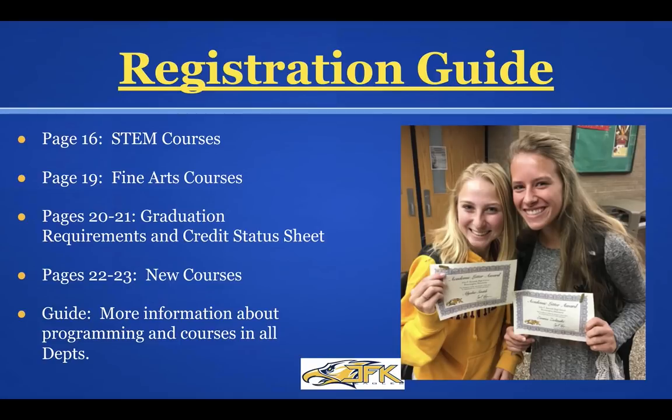On pages 20 through 21 are our entire graduation requirements and a credit status worksheet that you could actually complete, which will help you know where your status is on graduation right now. Take a look on page 22 and 23 because we do have some new courses next year. You might be interested in taking one of these new courses, so make sure you take a look at those. And again, any other information you need will be in the registration guide. So take a look, scroll through, read about the courses, and make sure you know what you are doing for registration.